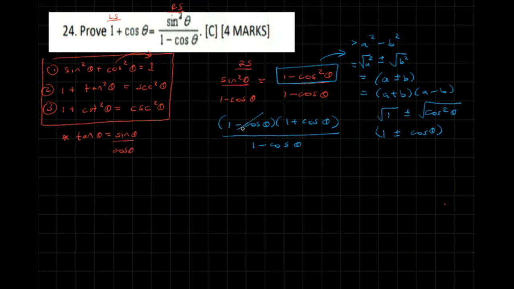And what you can do here is cancel out the two common factors. When you do that, you actually get 1 plus cosine theta. So you can notice that the right side is equal to the left side. So our final statement here is therefore the right side is equal to the left side, and we've proven our identity.